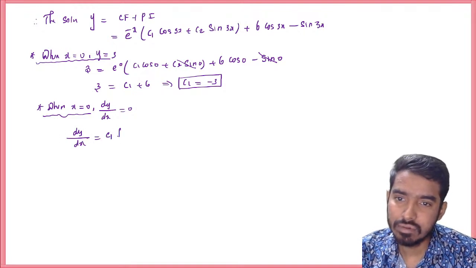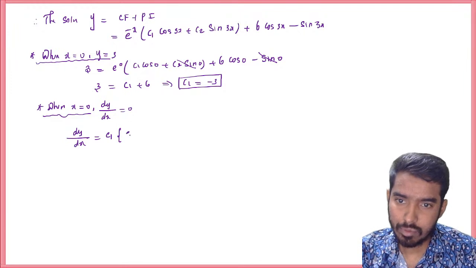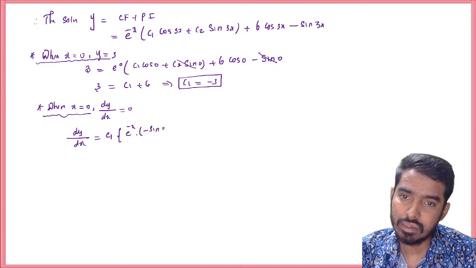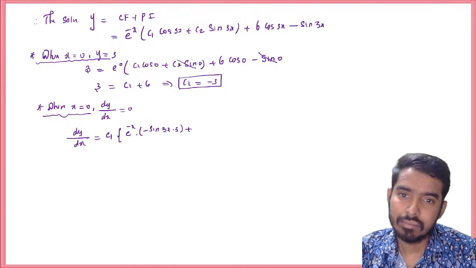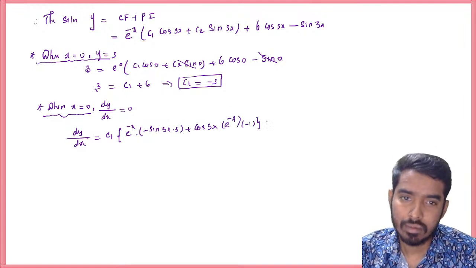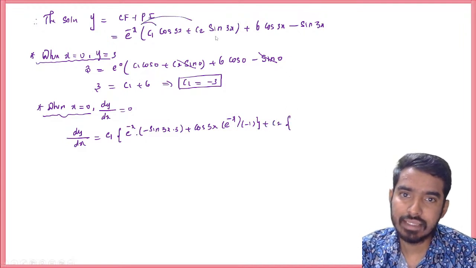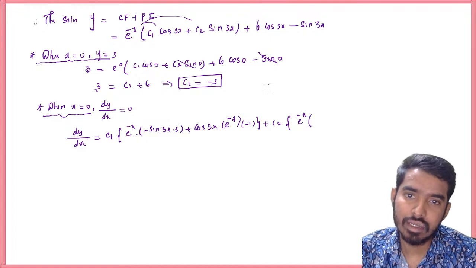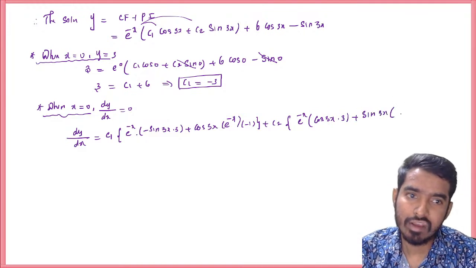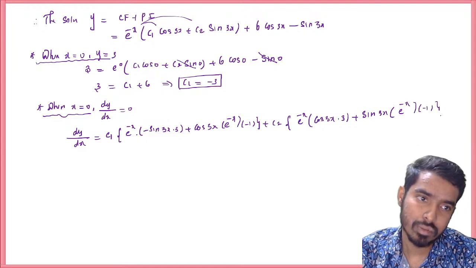c1 is constant, so I'm going to apply the UV method. I'm going to keep e power minus x as it is. Differentiation of cos 3x is minus sin 3x into 3, plus I'll keep cos 3x as it is. Derivative of e power minus x is e power minus x into minus 1. Plus c2 into e power minus x sin 3x. So I'll keep e power minus x as it is. Derivative of sin 3x is cos 3x into 3. Now I'll keep sin 3x as it is. Derivative of e power minus x is e power minus x into minus 1.